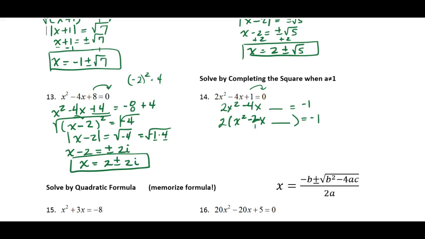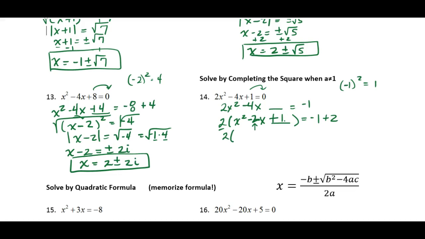Again, take your b term, cut it in half. So negative 2 divided by 2 is negative 1. Negative 1 squared is 1, right? So I'm going to add 1 right here. Now, don't just add 1 on the right because we have this extra out here. So it's just 1 times 2 gives me 2. So now we have this.